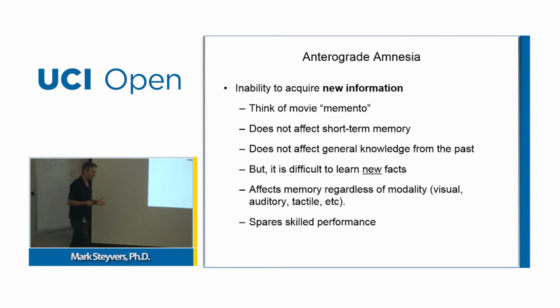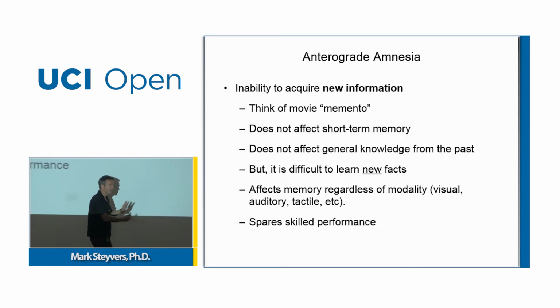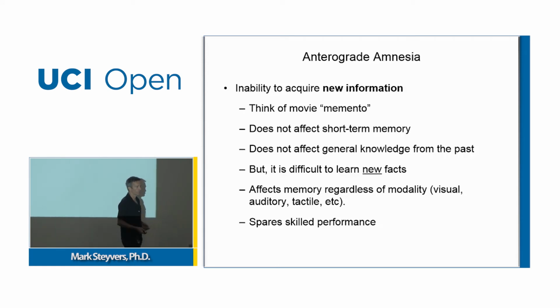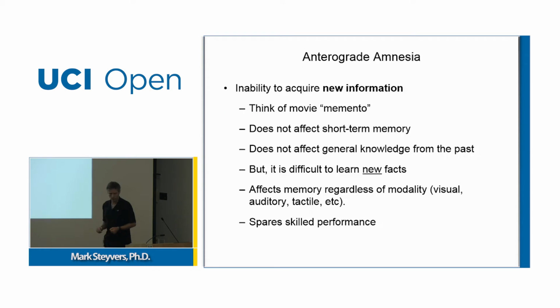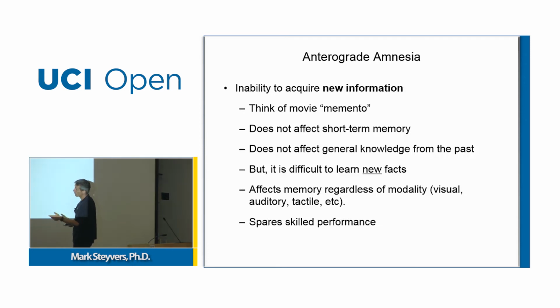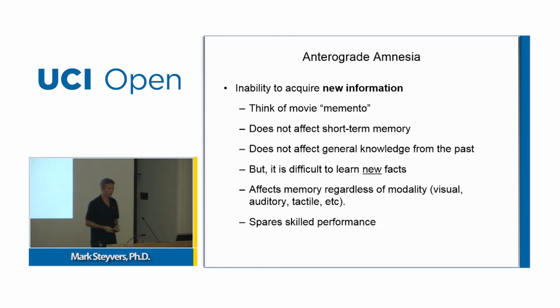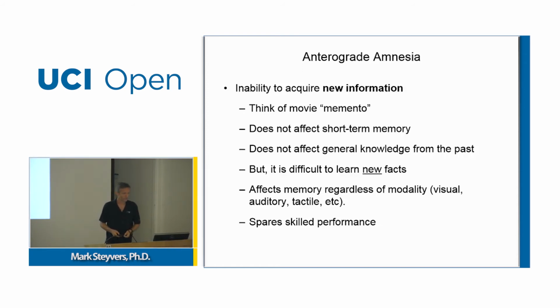Now, anterograde amnesics can hold on to information in their short-term memory, so they can rehearse phone numbers, but at some point it's gone. It can't be transferred to long-term memory. It does not affect general knowledge from the past, so they can retrieve facts generally, but it's difficult to learn new facts. It doesn't seem to matter what modality is being tested. All modalities are affected. And it spares skill performance. So these people can learn new skills, can learn to play an instrument, but they might not remember explicitly that they have learned to play that instrument, which can lead to very bizarre circumstances.